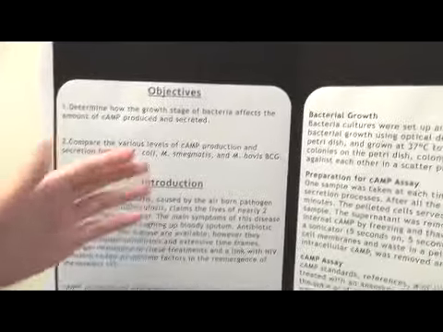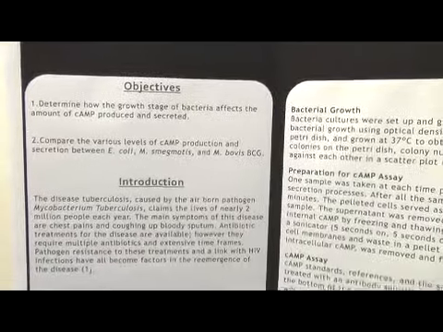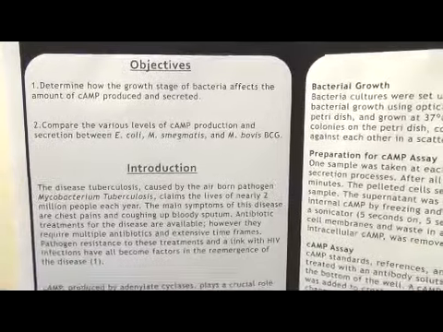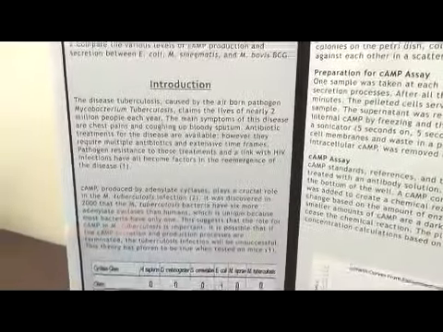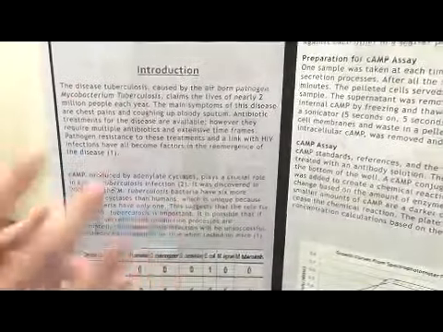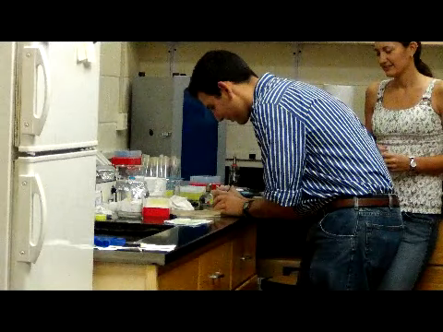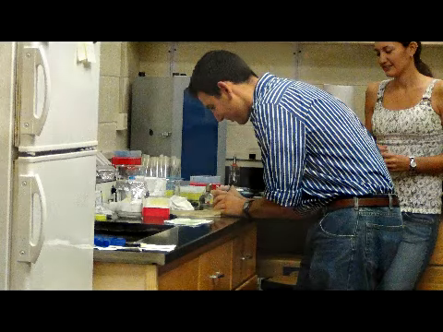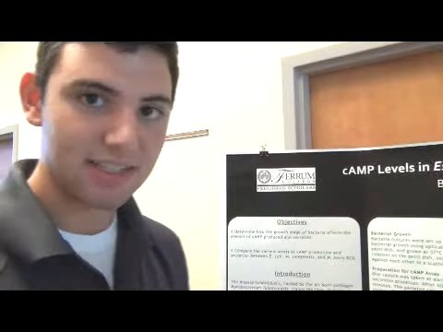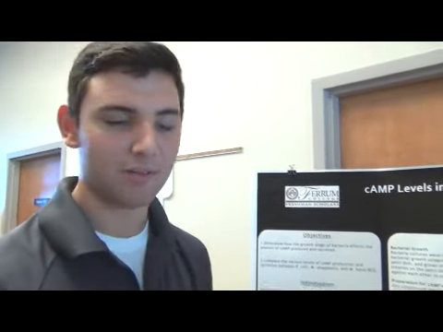E. coli is kind of like the basic bacteria, so it's not anything in relation to Mycobacterium tuberculosis. Smegmonas is a slower growing bacteria. It does have some similar DNA to the Mycobacterium tuberculosis, so that's why we're using that one. And the Bovis BCG is actually the vaccine strain that they use in some of the treatments for Mycobacterium tuberculosis.